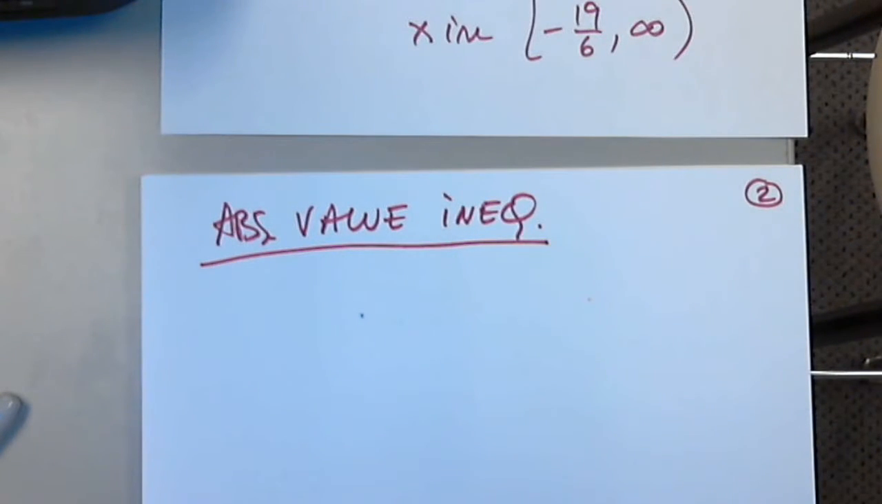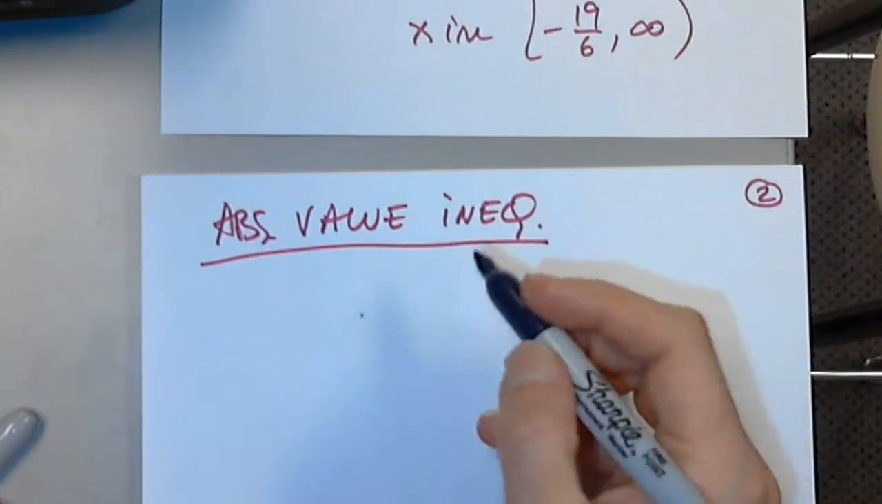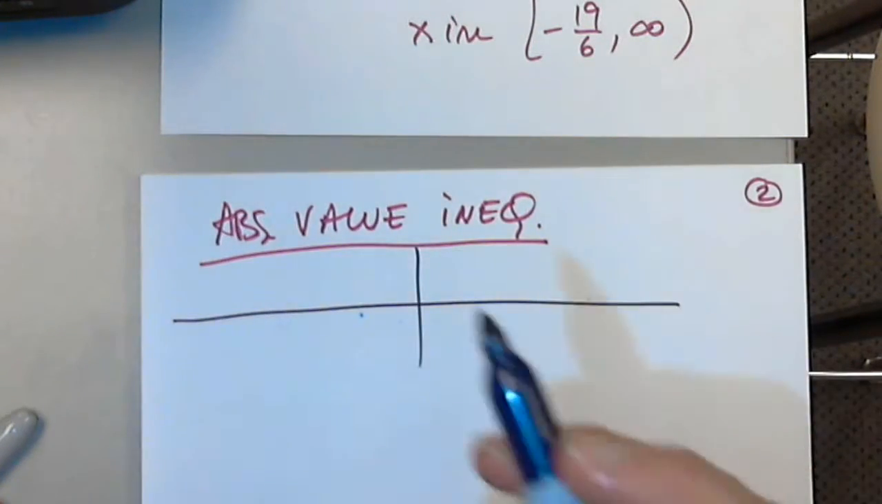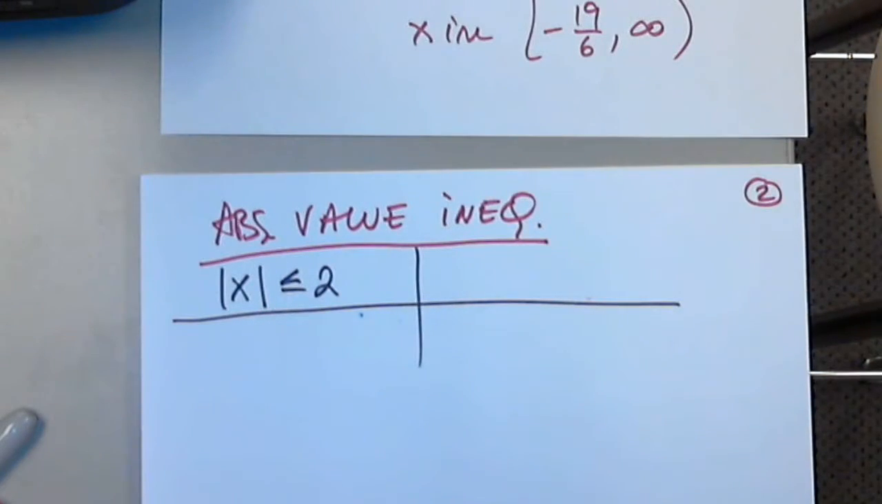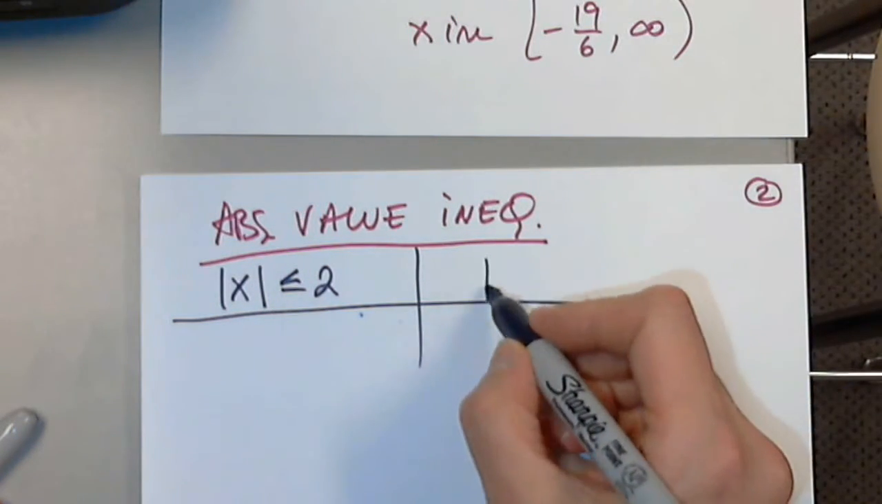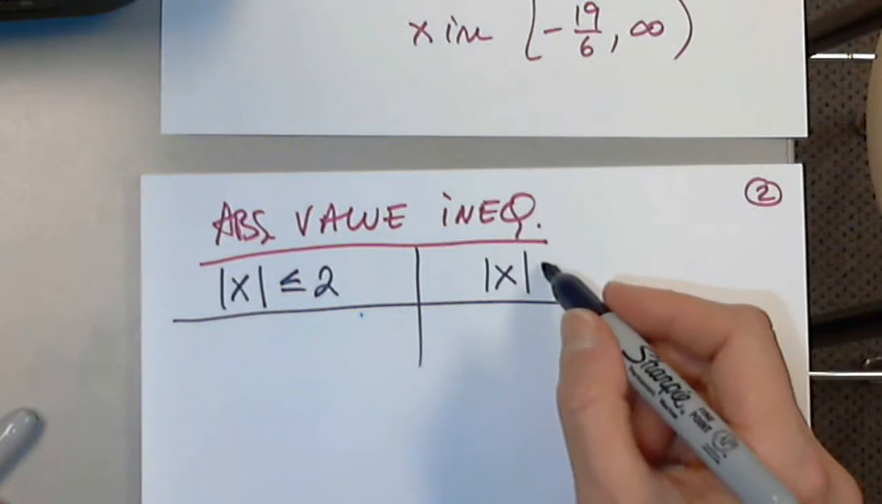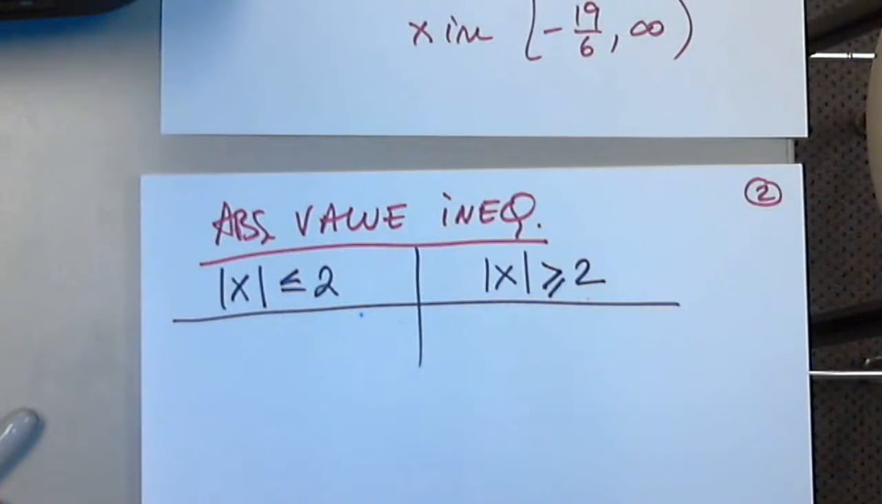There are two different types. I will start by looking at the simplest possible example from each. So here they are. One example would be the absolute value of x less than or equal to 2. And the other possibility, the absolute value of x greater than or equal to 2. So one more time, there are only two possibilities. When we talk about absolute value inequalities, there are only two cases.